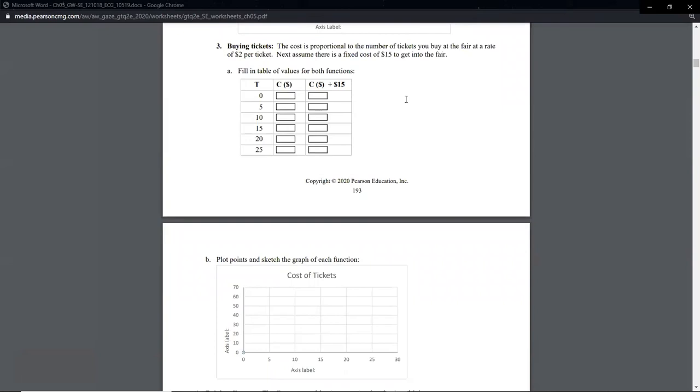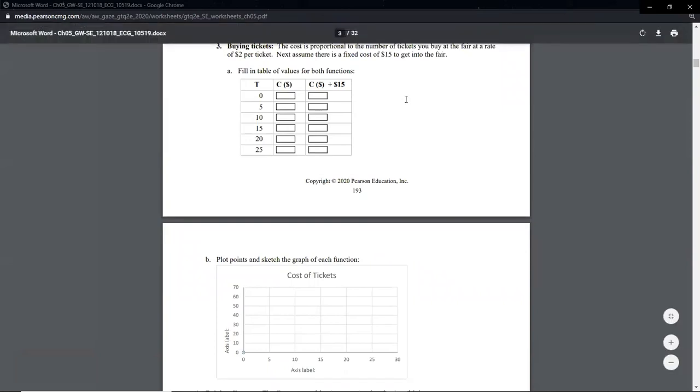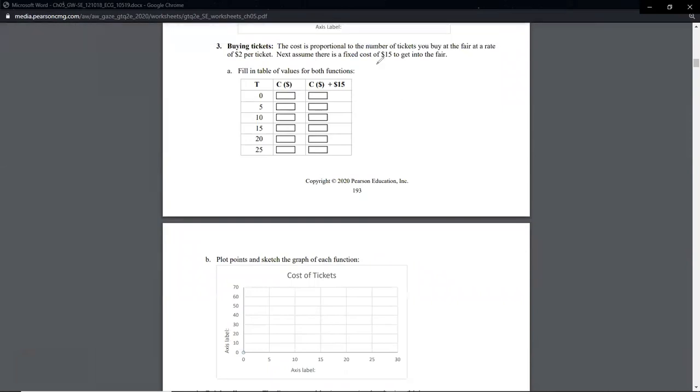So fill in the table of values. So this is just the number of tickets. Let's go back to blue. Blue, please, thank you. So this is just the cost for your tickets. This is your total cost.